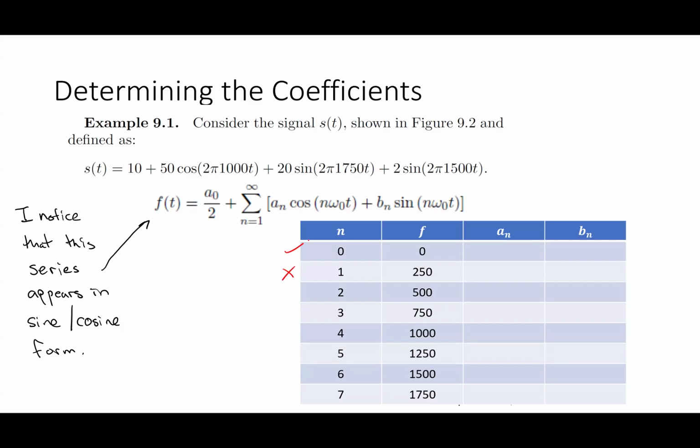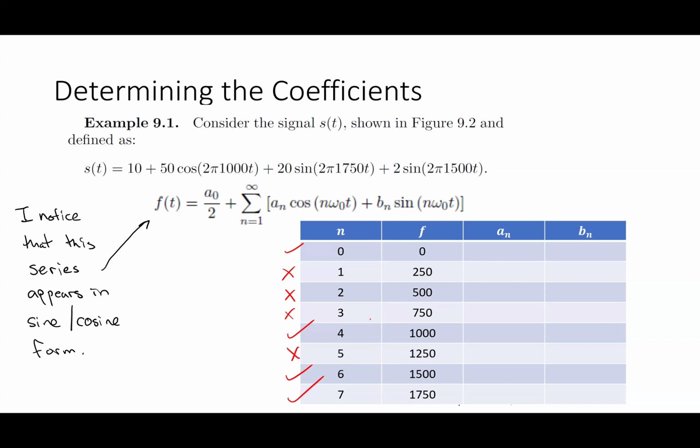We don't have a fundamental, a second harmonic, or a third. We do have a fourth, don't have a fifth, we do have a sixth, and we do have a seventh. Okay, so let's start out with number 4 here.